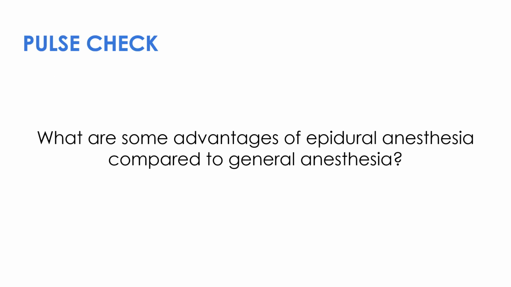Pulse check. What are some advantages of epidural anesthesia compared to general anesthesia? I recommend comparing and contrasting all the different types of anesthesia. The answer to this pulse check is reduced pulmonary complications, less risk for aspiration, and the fact the patient is awake. For instance, during a C-section, it makes it a greater experience for the parents. Of course, keeping safety in mind.